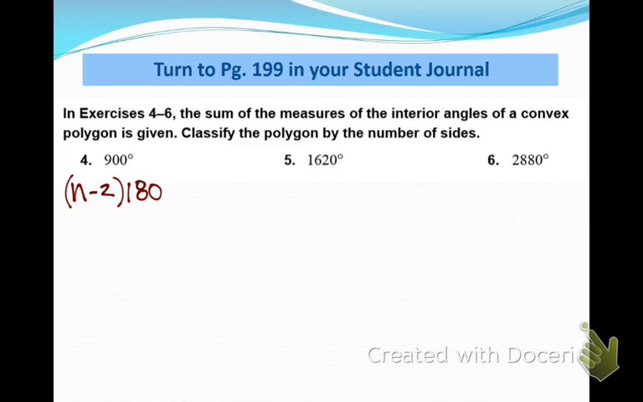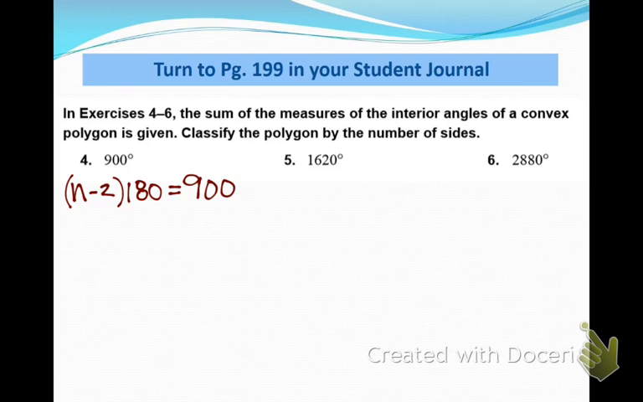All right, so normally we plug in for n. What does n represent? Number of sides. But we don't know that here, do we? No. What we do know is that whatever number we plugged in, minus 2 times 180, equals 900 degrees.